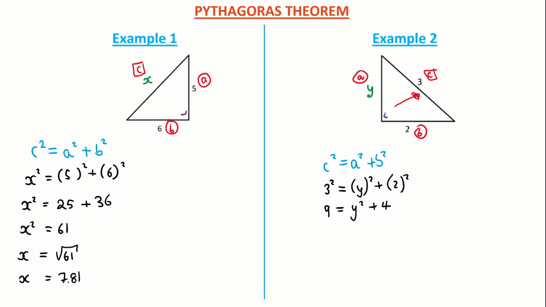The aim of the game here is to isolate the y on one side of the equals. So I need to subtract 4 from both sides or move the 4 over the equals. So that's leaving me with 9 subtract 4 is equal to y squared. 9 take away 4 is 5, so y squared is equal to 5. I need to get rid of the square, so I get the square root of both sides. So y is equal to the square root of 5. Again, we can write it as a decimal. The square root of 5 is 2.23 units. So that's the two scenarios that can appear for finding the missing side of a right angled triangle using Pythagoras theorem.